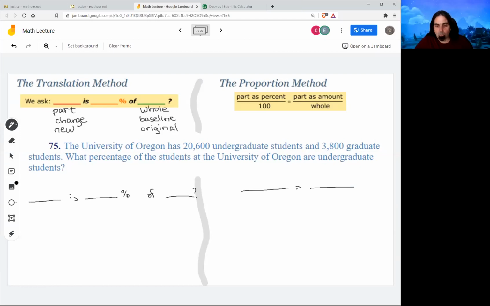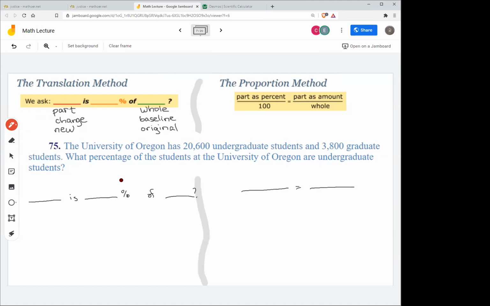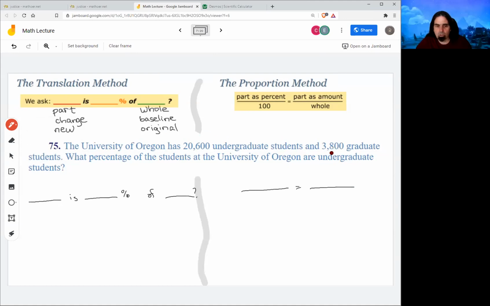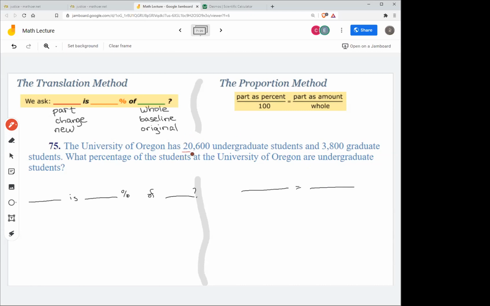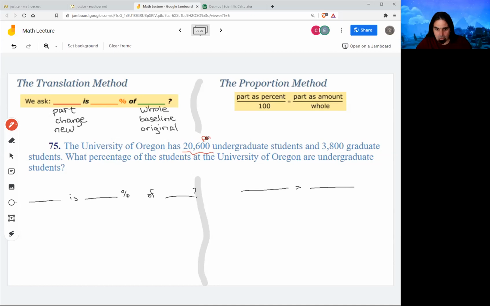Sometimes it helps before you jump in to just label things. So our part, which one is our part? 3,800. No, it doesn't ask what the graduate students are. 20,600. Yeah, this one here is our part. That's the part it asks about. It could have asked us for graduate students, but it didn't.